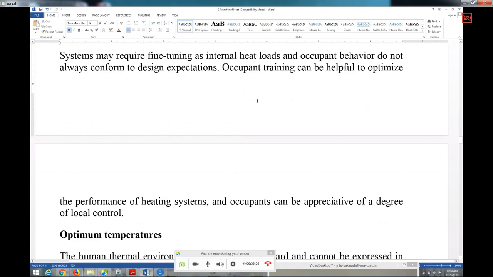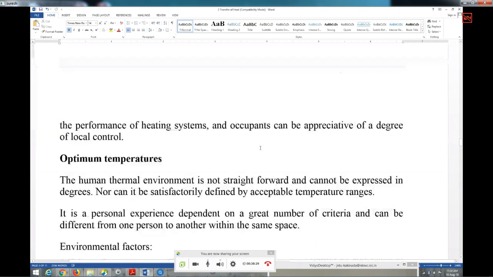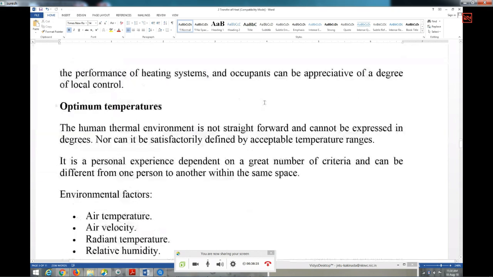Occupant training can be helpful to optimize the performance of heating systems, and the occupant can be given a large degree of local control. Whenever we look at this mechanism, we have to see that the local occupant team is also trained to change the required temperature control mechanisms in order to get comfort working. He has to be trained to control the heating of fluids.